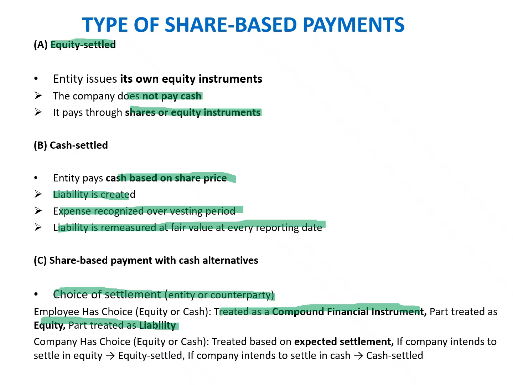If the company has the choice, equity or cash, then treat it based on the expected settlement. So if the company wants to settle that amount on a cash basis, then it has to create a liability which will be remeasured at each reporting date. But if it is equity, then there is no remeasurement. The fair value recorded on the grant date will be carried over the vesting period. So there are three types of share-based payment: equity settled, cash settled, and finally share-based payment with cash alternatives.